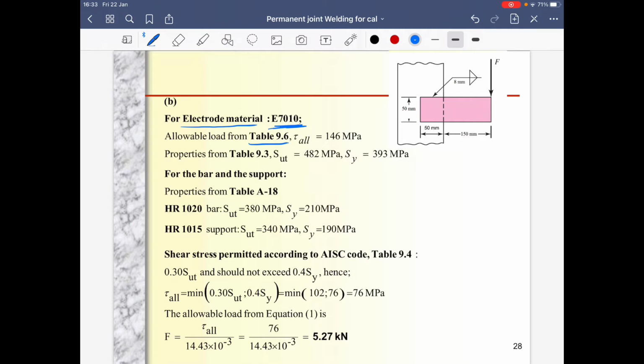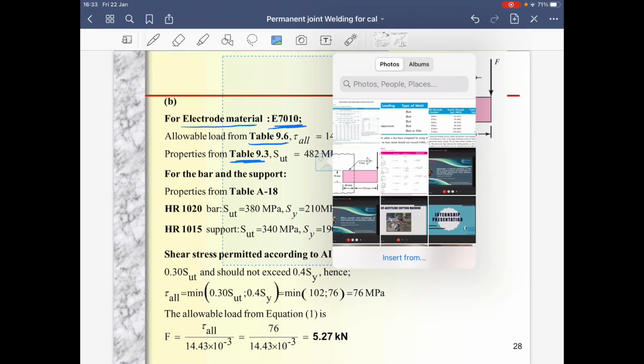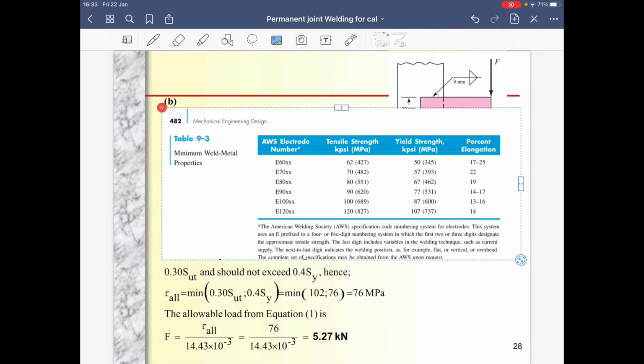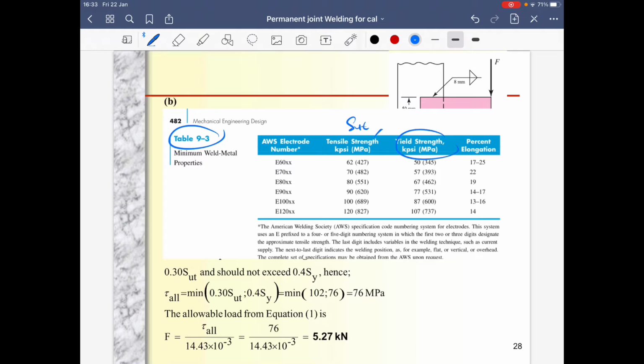For the properties of E7010, we refer to table 9.3. Which one is table 9.3? This one. In table 9.3 we are given the tensile strength, which is SUT, and the yield strength, SY. Be careful. I hope you're already familiar with tensile strength and yield strength. They give different values because it is based on the stress and strain graph.